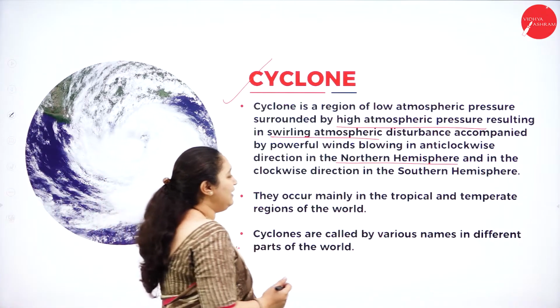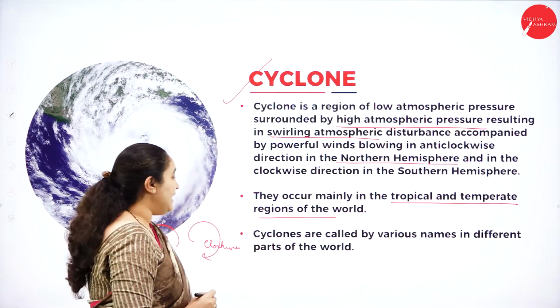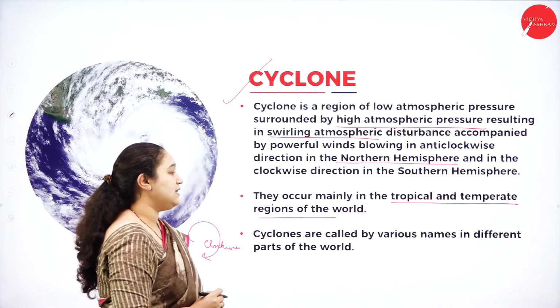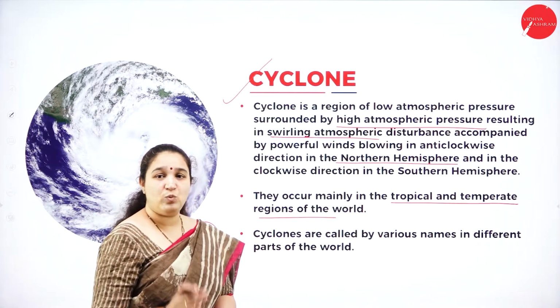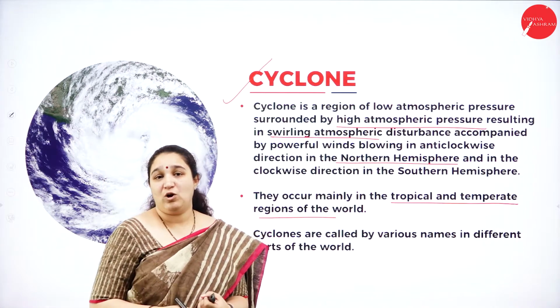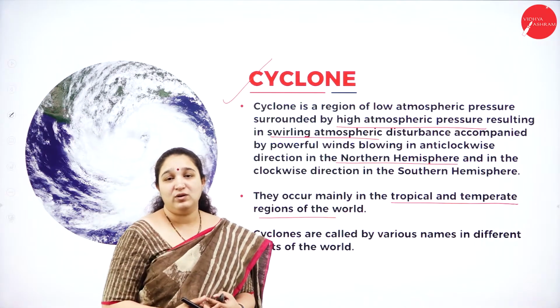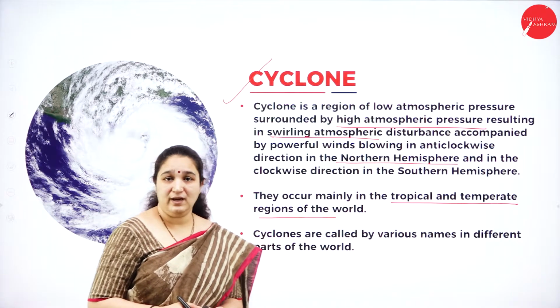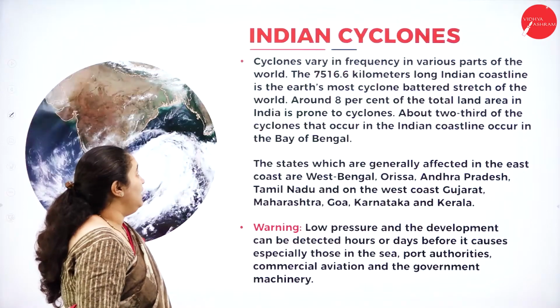They occur mainly in the tropical and temperate regions of the world, and cyclones are called by various names in different parts of the world. It can be called a hurricane, it can be called a typhoon, okay, or it is also called a cyclone in India. So different names are given in different parts of the world.